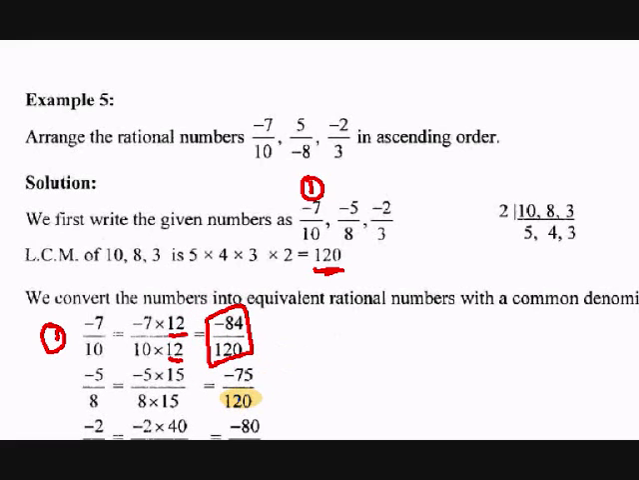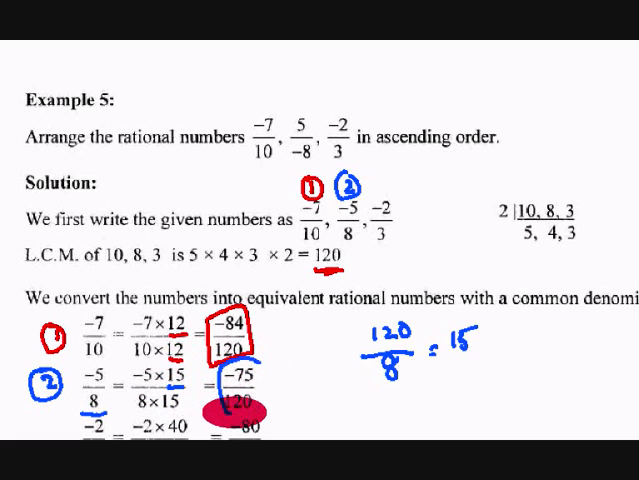Then we go for the second one. This is the second one. We got minus 5 by 8. What should be multiplied to this so that we get 120? 8 times what is 120? You can use the 8 times table to find out, or divide 120 by 8. You get 15. So that is how we multiply 15 on the numerator and the denominator.